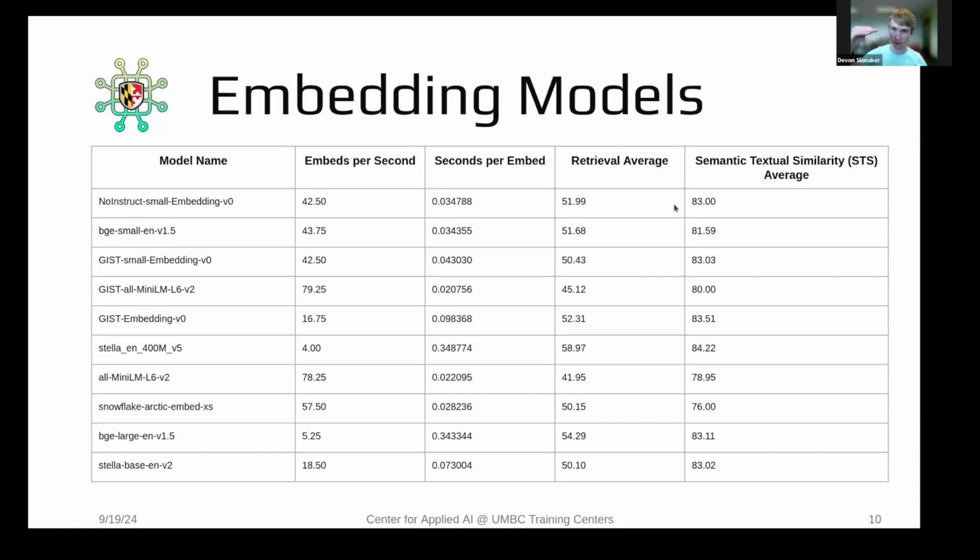Or you could have something extremely fast, but its retrieval sucks. So the top of the list is kind of a balance between speed, retrieval, and semantic textual similarity. You can take a look at this for a few seconds, take a screenshot, do whatever, and we'll be posting these results somewhere most likely. So this isn't going away forever.